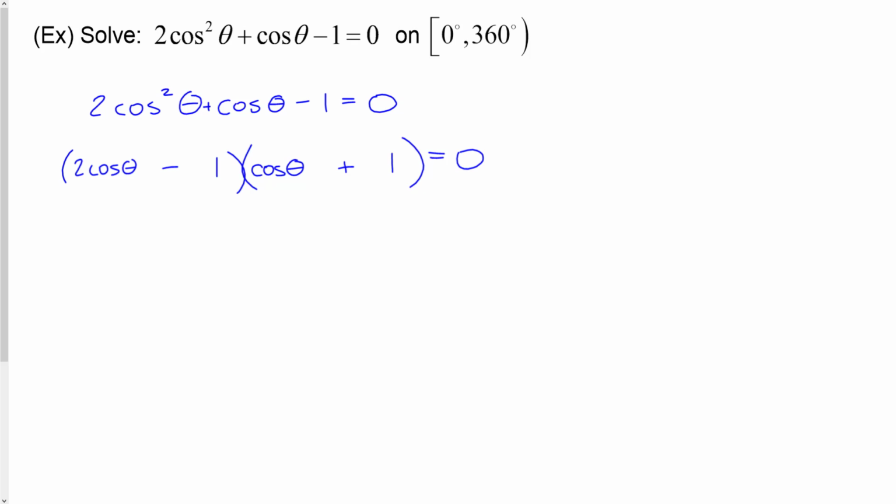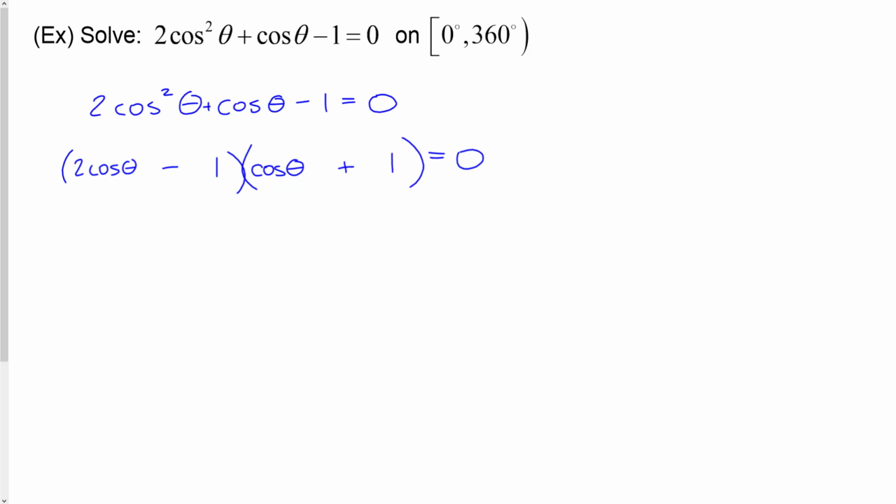If you're uncomfortable factoring with the trig functions, another thing that you could do, a little trick from college algebra, is let u equal cosine theta and then substitute. So you would have 2u squared plus u minus 1 equals 0. Then you would be factoring without the cosine involved, but just remember in the end you would have to substitute back in. Regardless how you get to this particular point, this is where you need to end up.